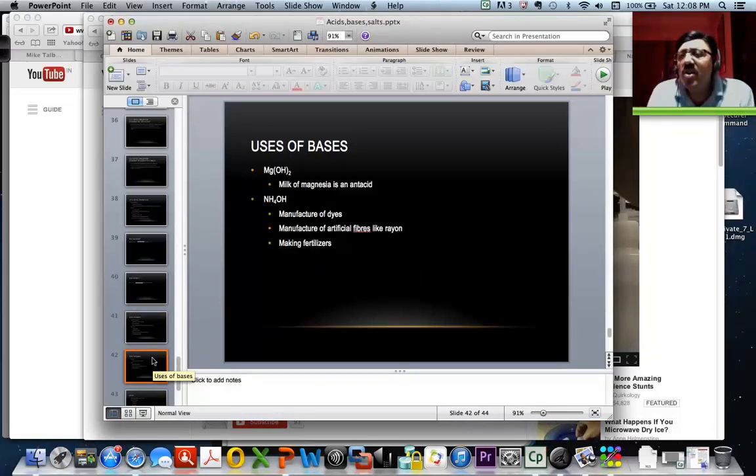Then magnesium hydroxide is nothing but milk of magnesia, which is used as an antacid, right, for reducing acidity. I've already explained what an antacid is and how it helps in reducing acidity, where it neutralizes the excess hydrochloric acid inside the stomach, and that gives you comfort. Then ammonium hydroxide is used for manufacturing dyes and synthetic fibers like rayon, nylon, and so on. It is used in the fertilizer industry for producing fertilizers. Ammonium hydroxide is a very important raw material for the fertilizer companies, right?